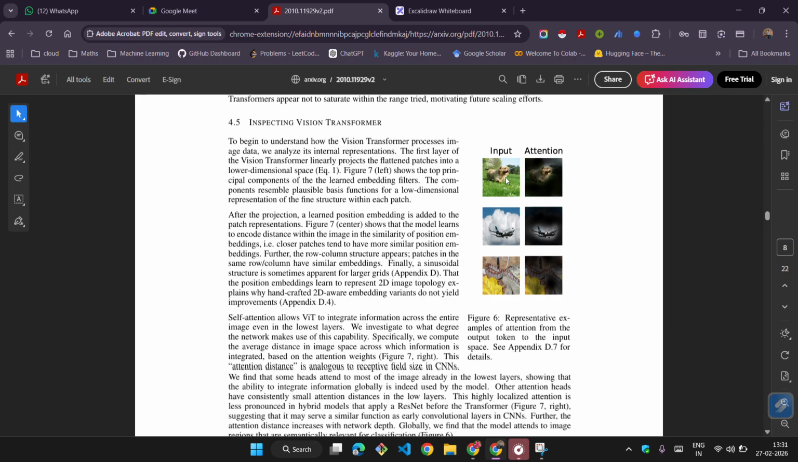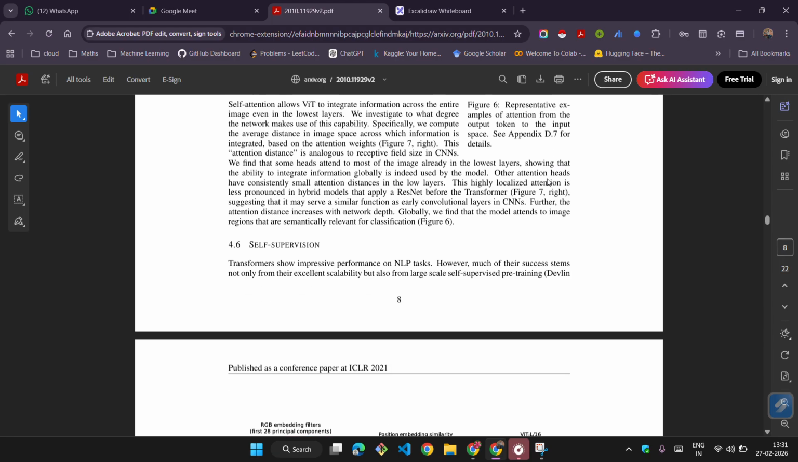Okay, so if you see here, this is an input image and this is an attention. With the help of attention, multiple perspectives are captured from all sides. Because of this, we can get a higher correlation of the main object of that image.